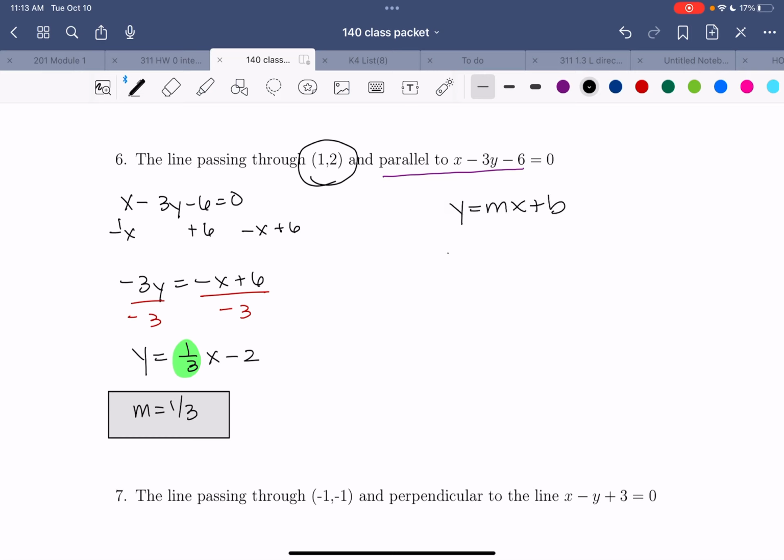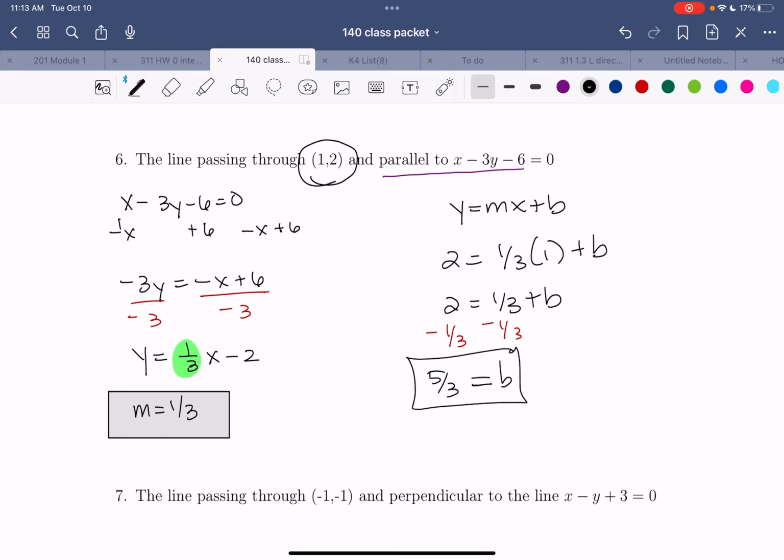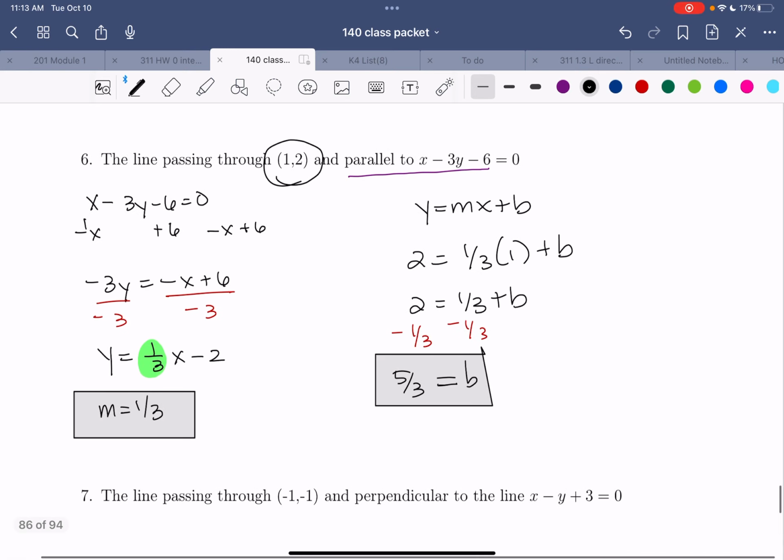All right, my y value is 2. My m is 1/3. My x is 1. So this is 2 equals 1/3 plus b. Subtract 1/3 from both sides. 2 minus 1/3, so 2 is 6/3, minus 1/3 is 5/3. And then you're plugging that in. So you've got y equals 1/3 x plus 5/3.